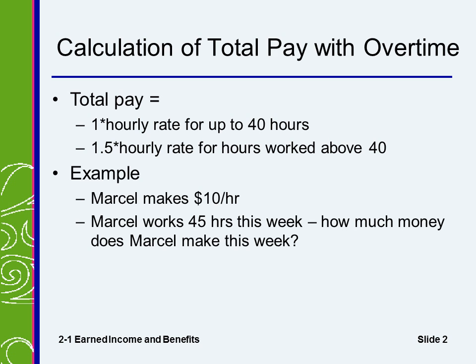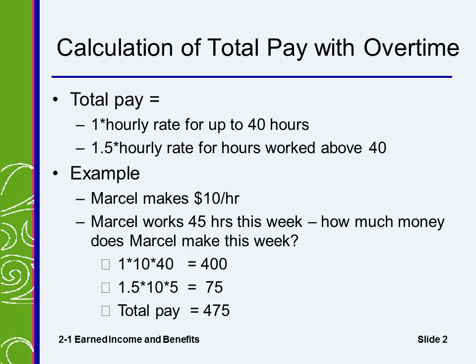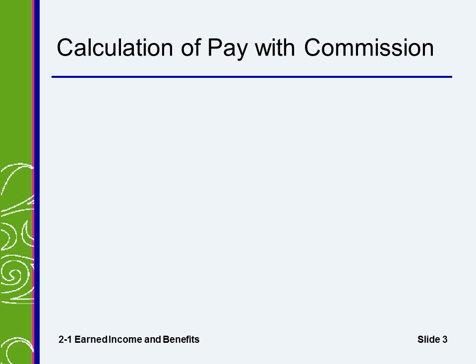For example, Marcel makes $10 an hour. Marcel works 45 hours this week. How much money does Marcel make this week? You take 1 times 10 times the 40 hours, and that's $400. For overtime, it would be 1.5 times 10 times 5, and that's $75. You would add the 400 and the 75 to get $475 for this week for Marcel.